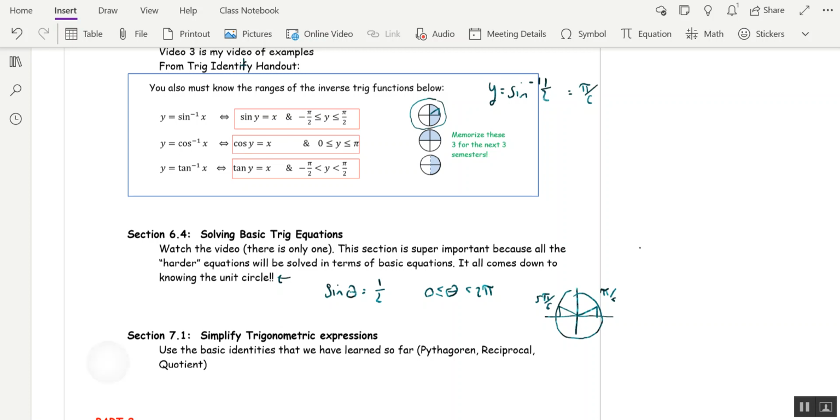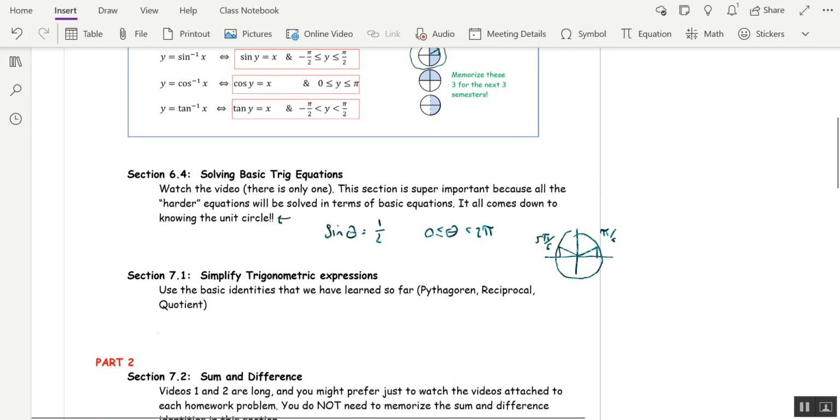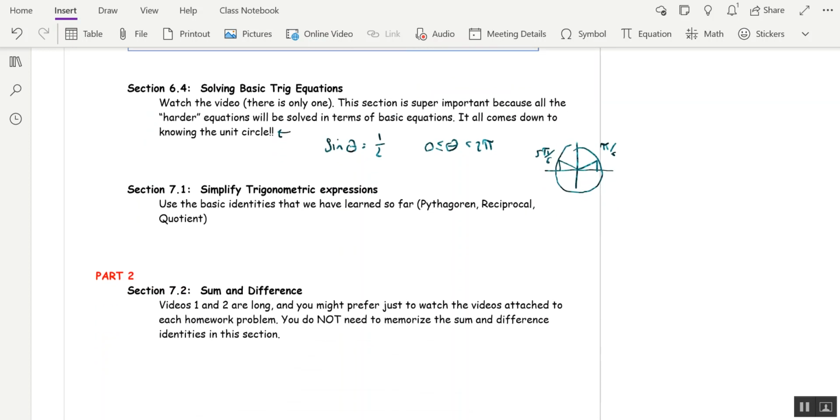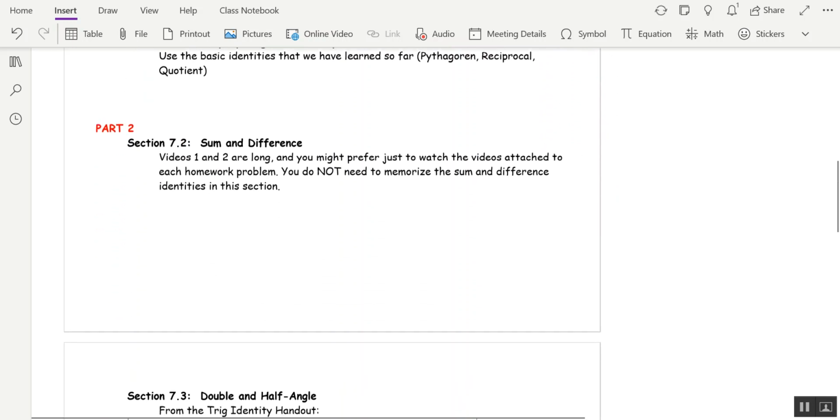You won't have any trouble with 7.1, simplifying trigonometric expressions, so I'm not even going to talk any more about that. Section 7.2, you don't have to memorize any identities from this.